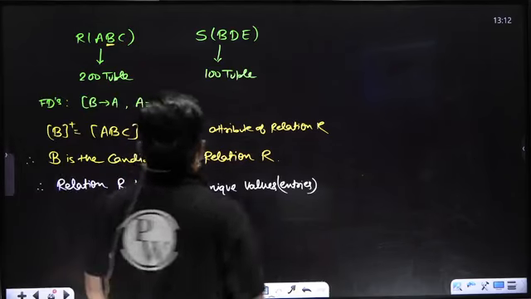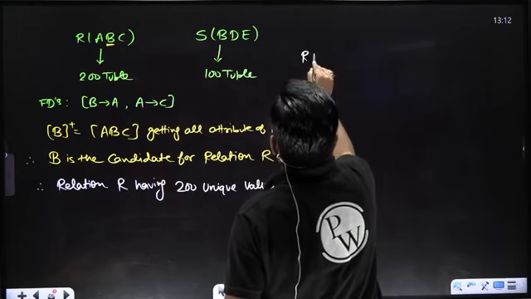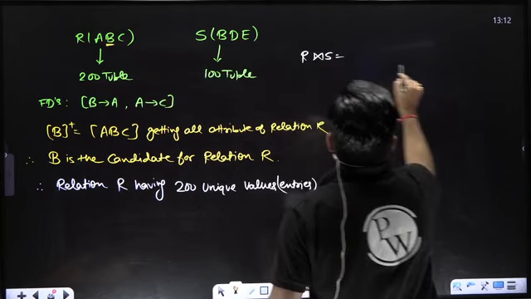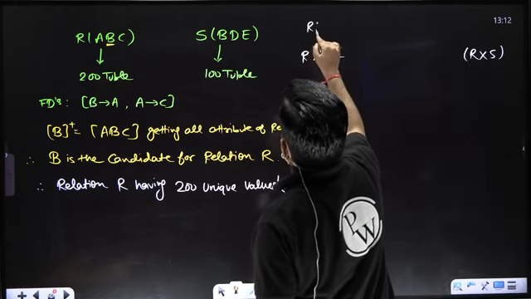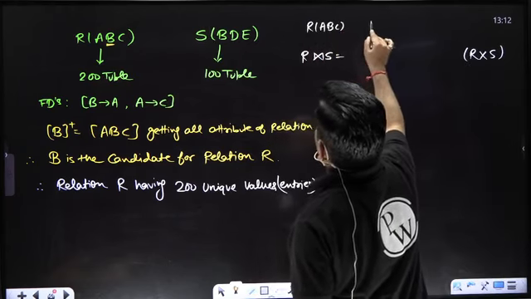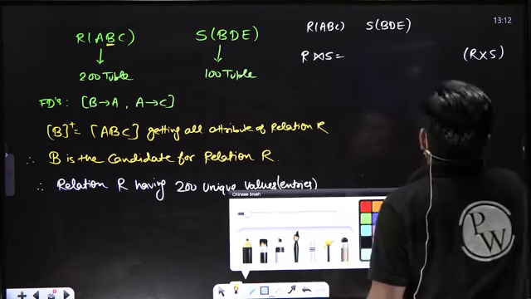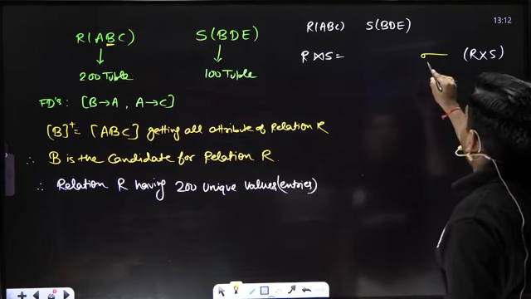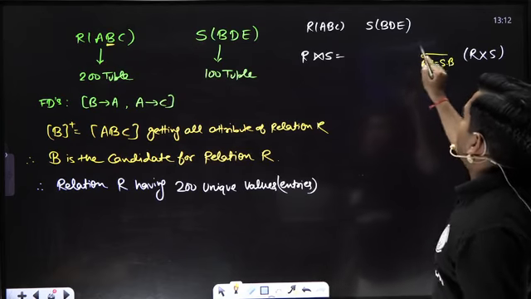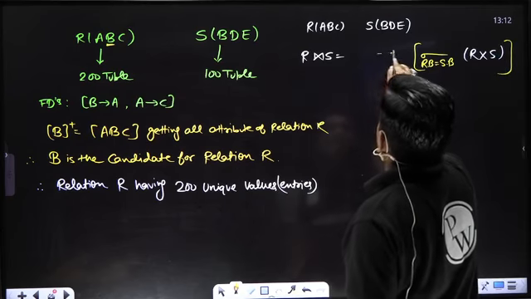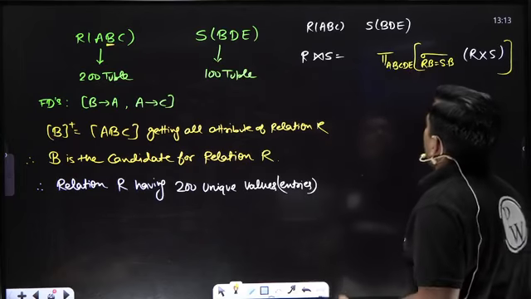Now it is asking about the natural join. First of all, do you know what the meaning of natural join is? First, the cross product. Second, apply the condition on the common attribute, which is B: R.B equal to S.B. Then you take only the projection of A, B, C, D, E, with B common.